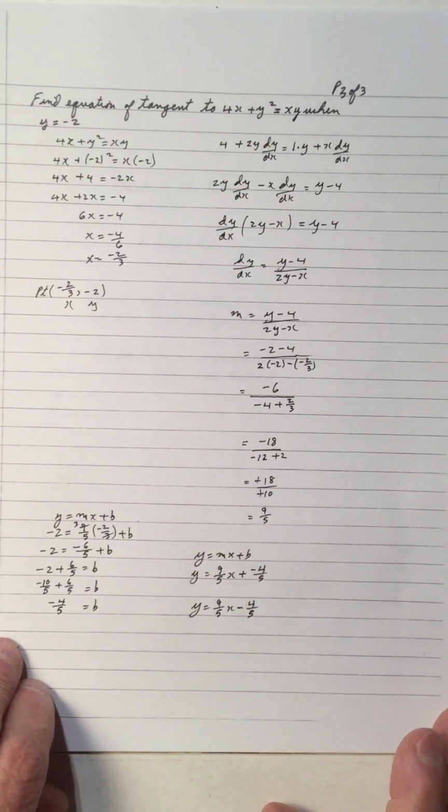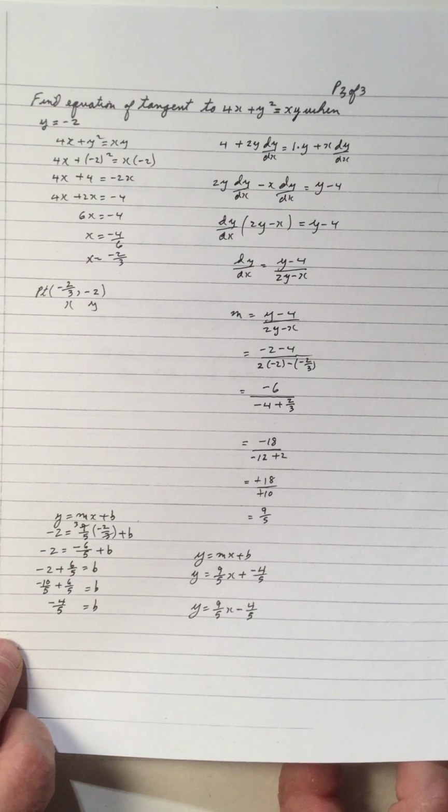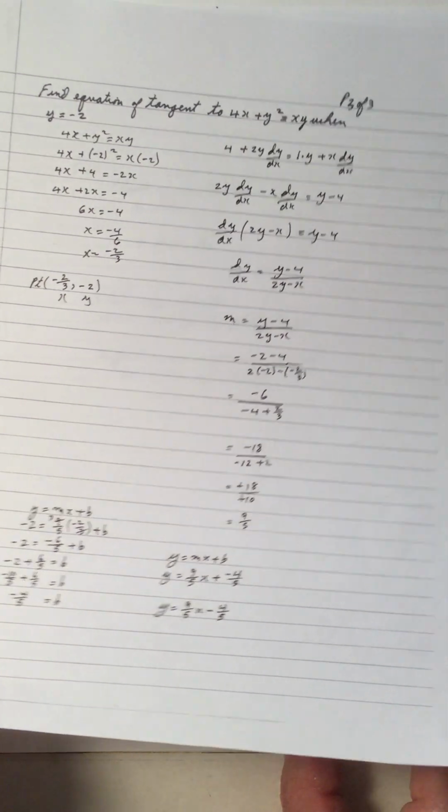So again, using implicit differentiation, we find the equation of the tangent, where the derivative is the slope of the tangent at that point.